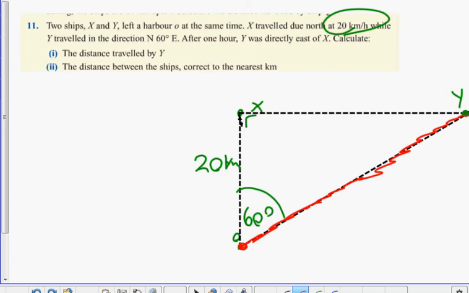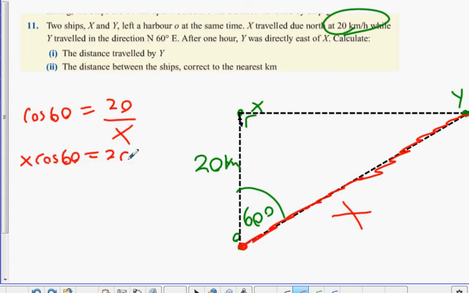Okay? So sine, cos, or tan, guys? Cos, adjacent followed by hypotenuse. So cos 60 equals 20 over, let's call this x. Now, go on, what are the moves here? x cos 60 equals 20. And then? Yes. x equals 20 over cos 60.